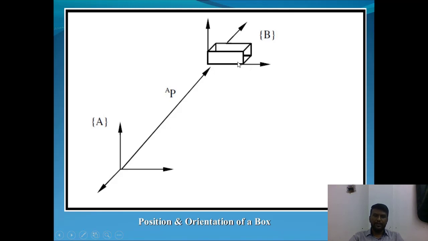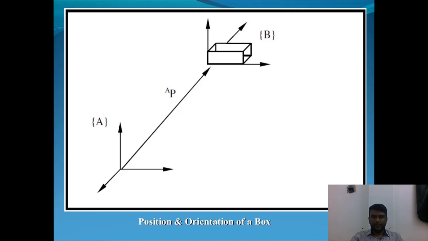While for the orientation, see in this example the box is oriented parallel. All three sides of this box are aligned with the x, y, and z coordinates. If it is not aligned with the x, y, and z axes of the frame B, then we need some kind of matrix to define the orientation of the box in frame B relative to A.